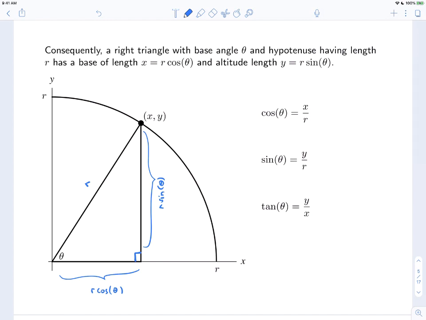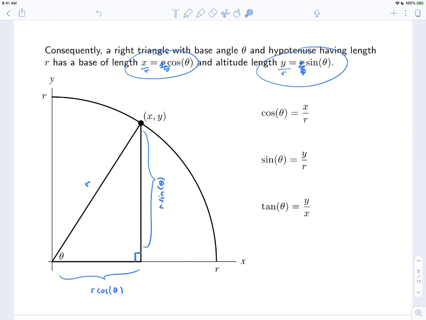So what does that tell us? Well, let's look at this one, r cosine of theta. That's equal to x, as we see here. If we divide both sides of this by r, then these two r's will cancel and you'll just have that x over r is cosine of theta. So cosine of theta is x over r. We can do the same sort of thing with sine. If we divide everything by r, then these r's will cancel, and now we have y over r is sine of theta. That's what we have here. Y over r is sine of theta.